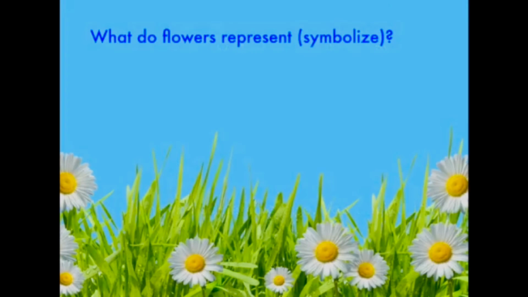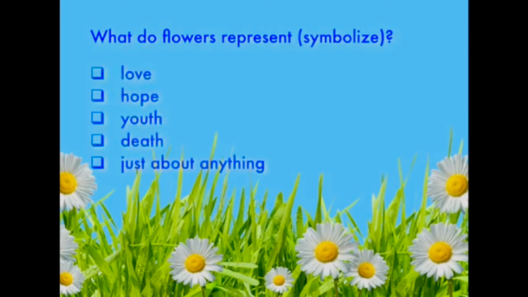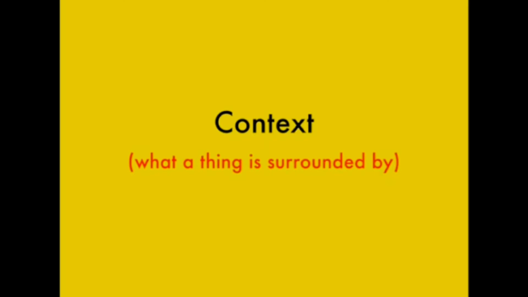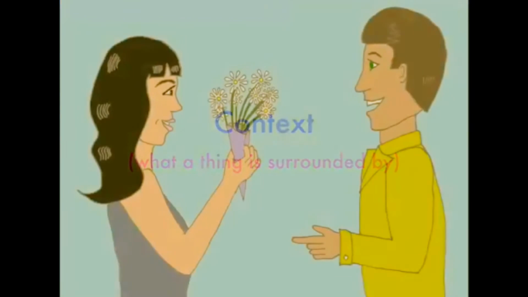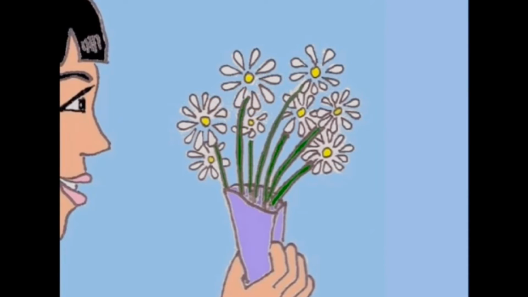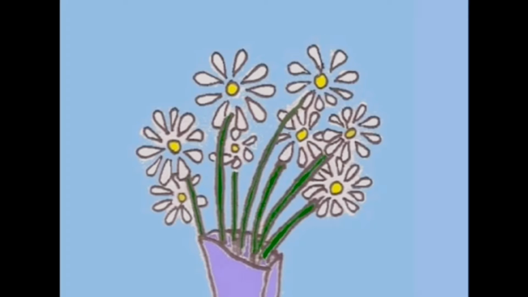For example, in a work of literature, what do flowers represent? Love, hope, youth, death, just about anything? The best answer is just about anything, because what a symbol represents depends on what's around it, what's called context. Let's say you're reading a story in which a woman receives flowers from some guy she likes. The two are very much in love, and she's really happy about getting the flowers. The author describes the flowers in such detail that they seem more important than just flowers. The image is made to stand out in some way, and if you're alert, you'll catch that.